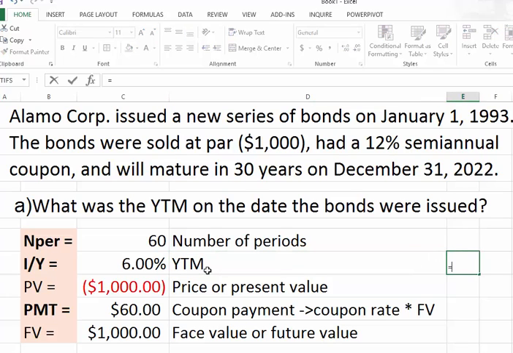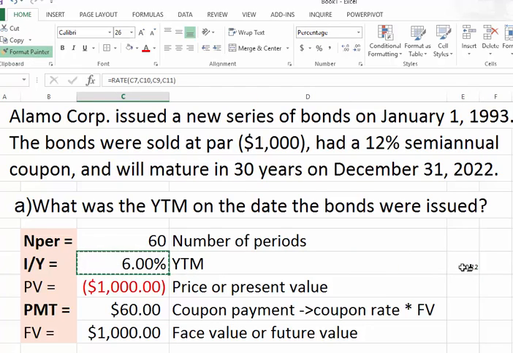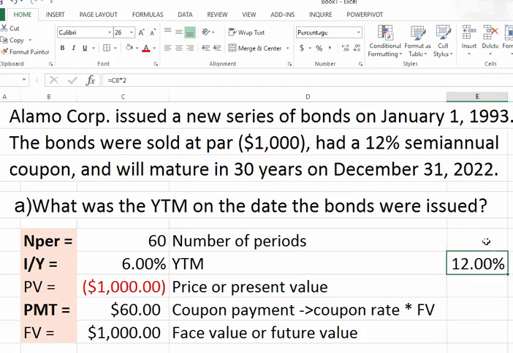However, we have to multiply this 6% times 2 in order to get the annualized yield to maturity. So the final answer would be 12% per year with semi-annual compounding. It's not 6%, it's 6% every 6 months. So we have 60 six-month periods, 6% every 6 months, and $60 every 6 months of interest. We have to make sure that the number of periods, I over Y, or the interest rate, and the payment all have the same base period. So they all refer to semi-annuals in this case.